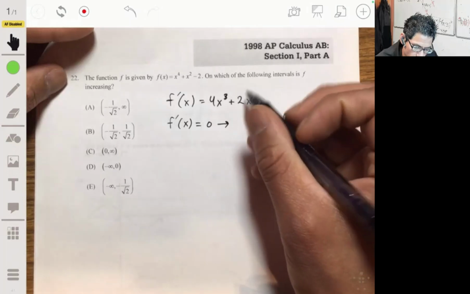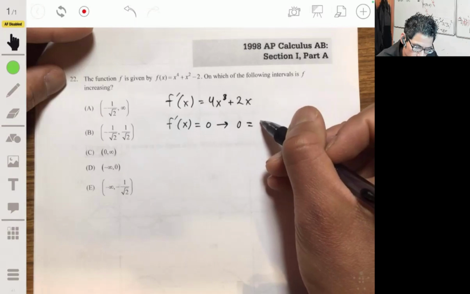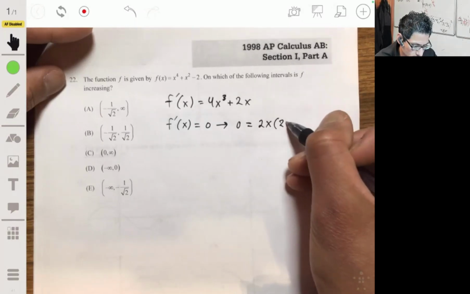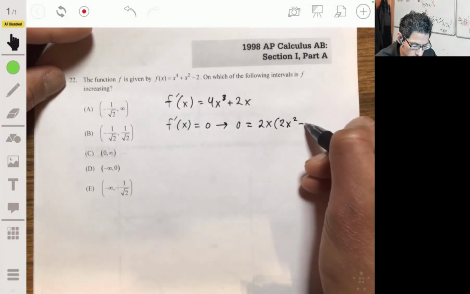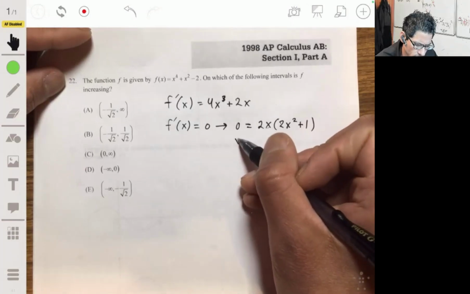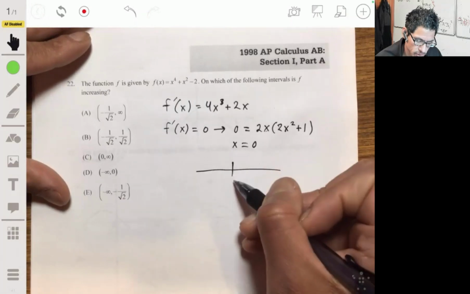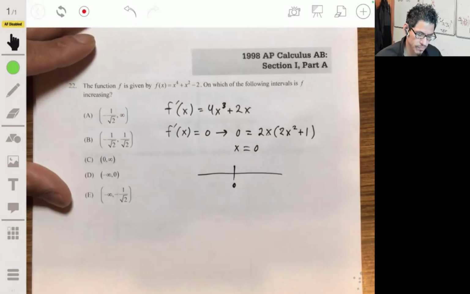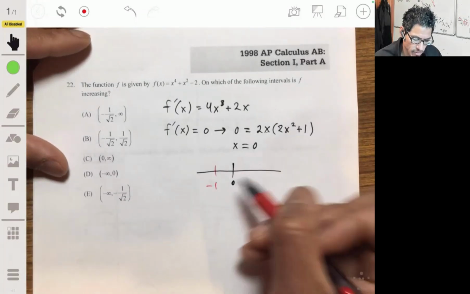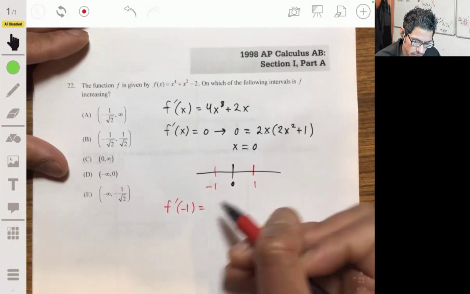So we have 0 equal to 2x times 2x squared plus 1. So we only have to solve for where x equals 0. So we look to see what's happening before and after. We just pick a value to the left, let's say -1, and a value to the right, +1, and we look at what f prime of -1 is.